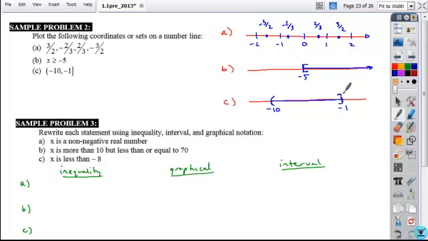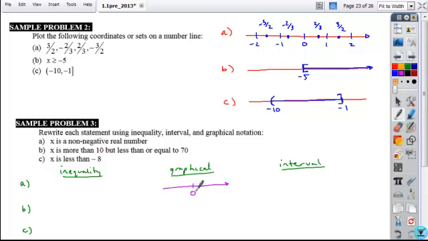Right, in the second problem, sample problem number 3, here we're looking at all the different notation forms for the situation. So A, it's asking: x is a non-negative real number. In my opinion, the graphical notation is the easiest one to do, and it allows you to see what the other notations are. So in a graphical form, if x is a non-negative real number, at what point do numbers start to be non-negative? 0. So that's our critical point.